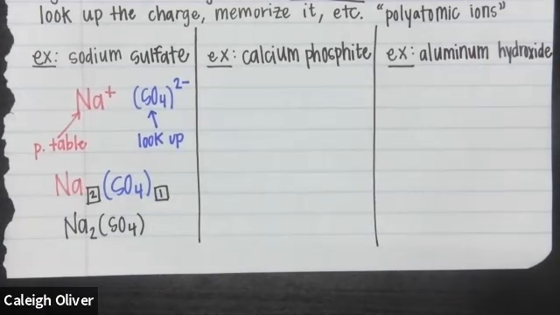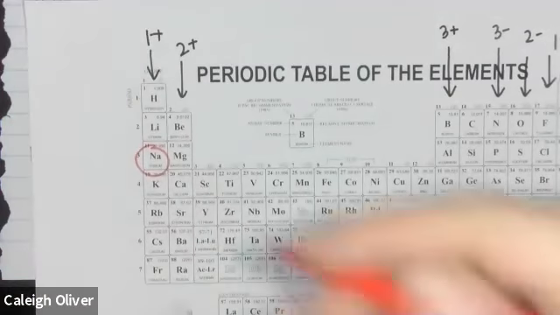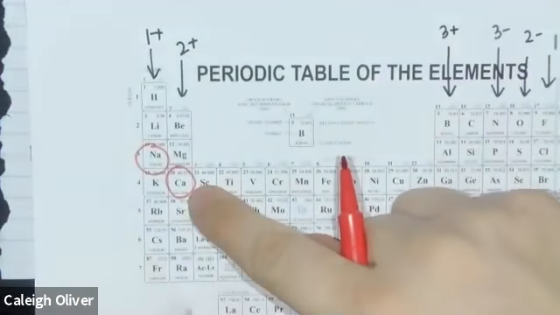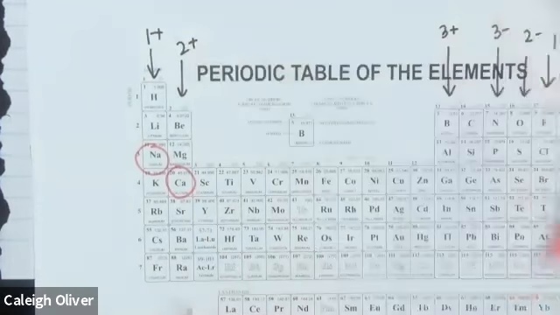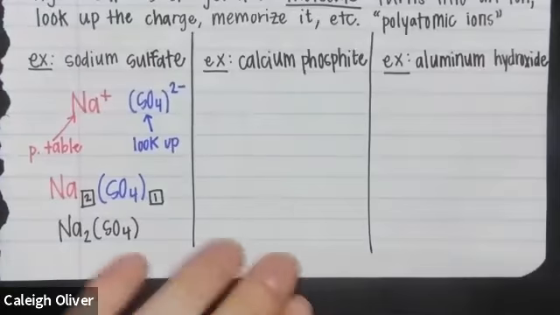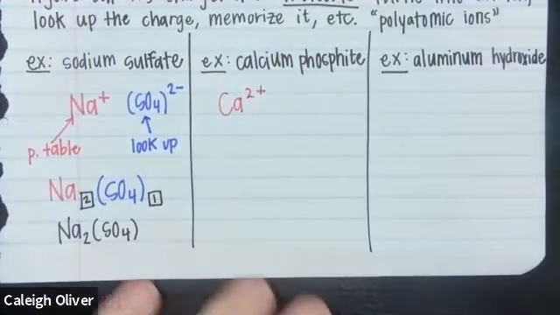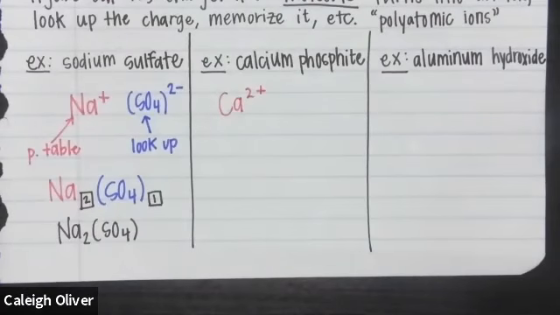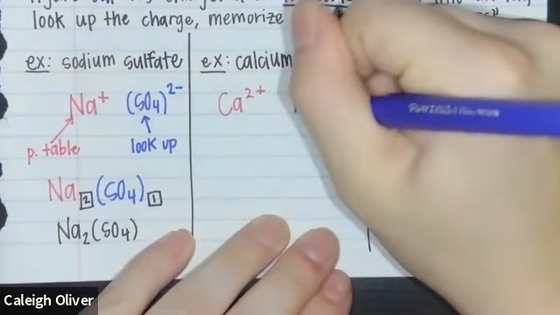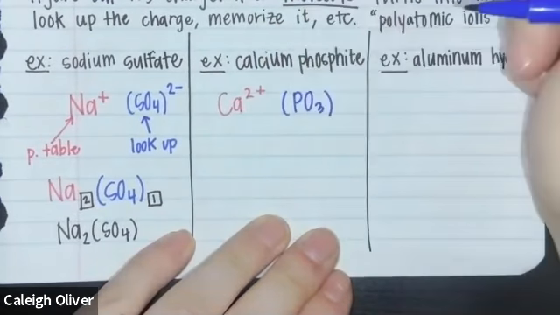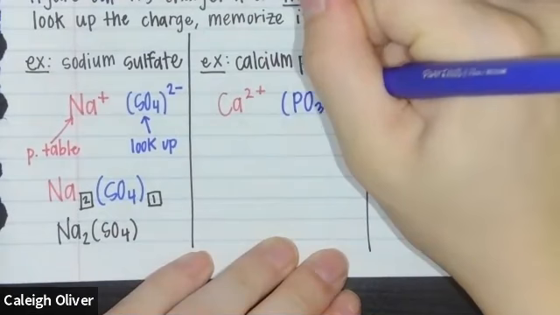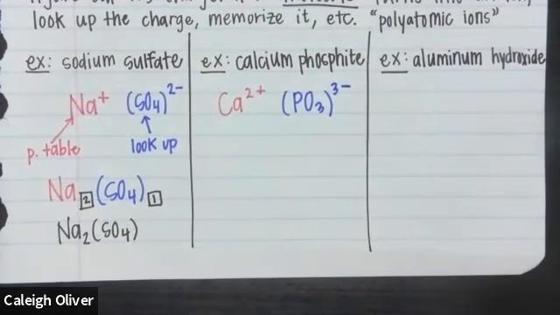Calcium phosphite. Calcium is just a regular element from the periodic table, so I find it here. Calcium 2+. Phosphite, PO3 3-.